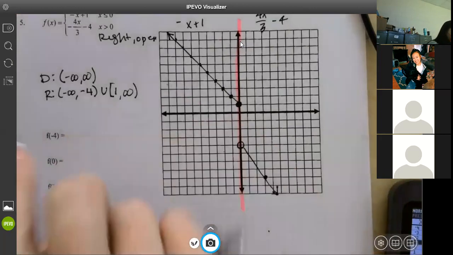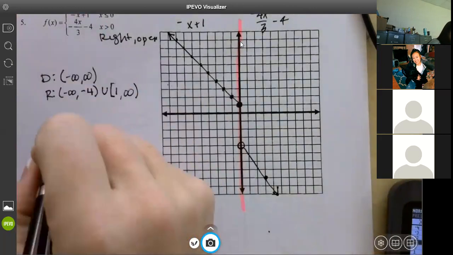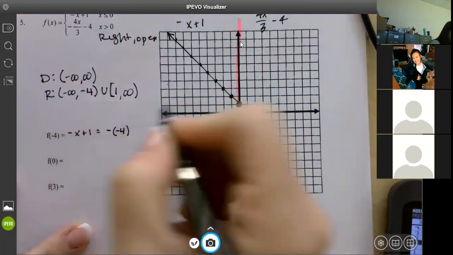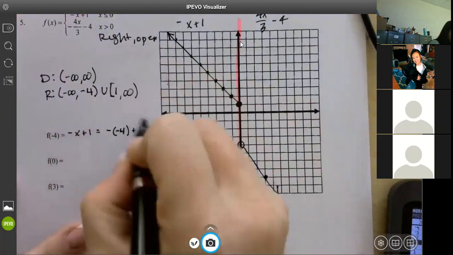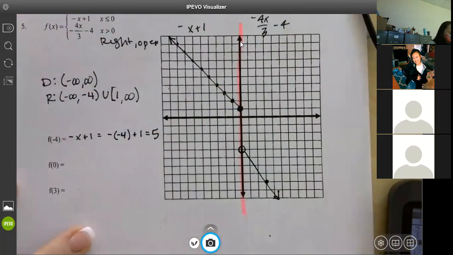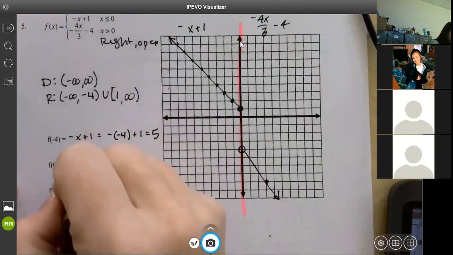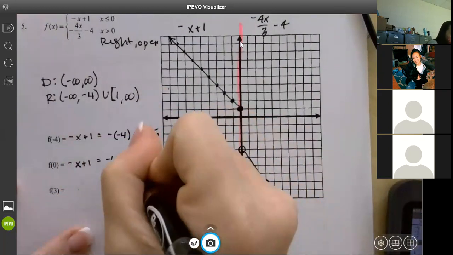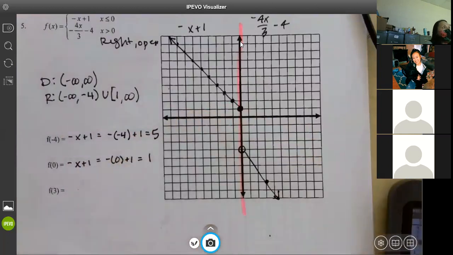All right. -4 is less than 0, so we're going to use the first function. We get -(-4), which is +4, plus 1 is 5. 0 is equal to 0, so we use the first function. -0 plus 1 is just 0 plus 1, or 1.